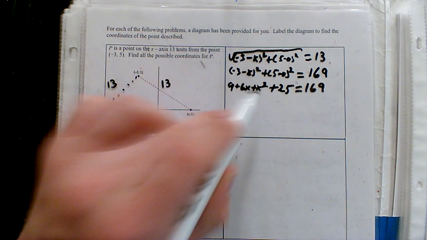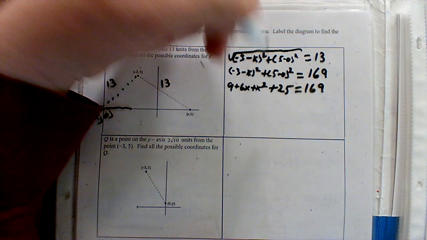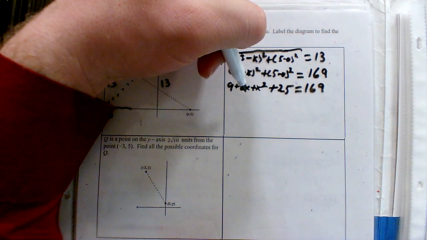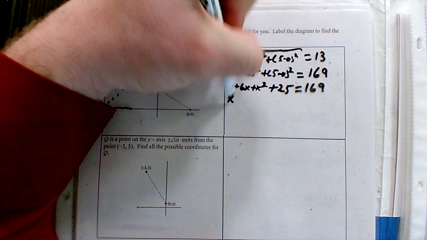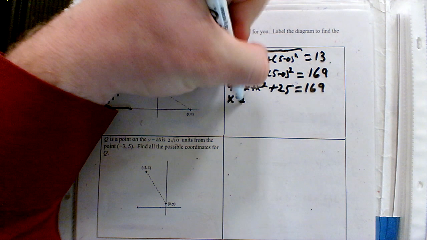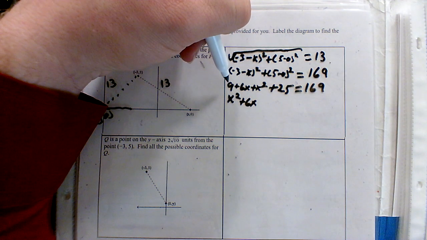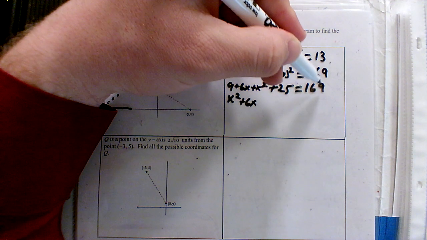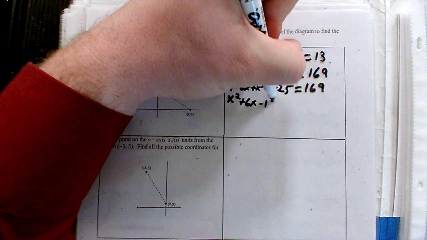And now we have a power of 2 there, so we're actually going to get a quadratic. So we want to get this equal to 0 so we can solve. So if we rearrange, because it's all addition, and combine like terms, we would get x squared plus 6x. And if we add the 9 to the 25, but then subtract the 169 to this side, we would actually get minus 135 equals 0.